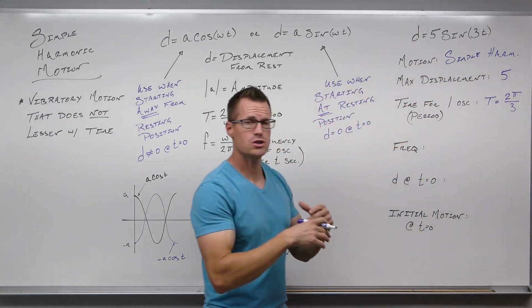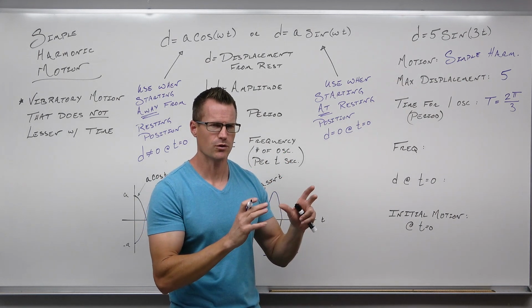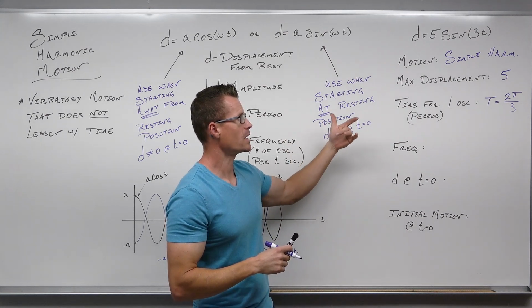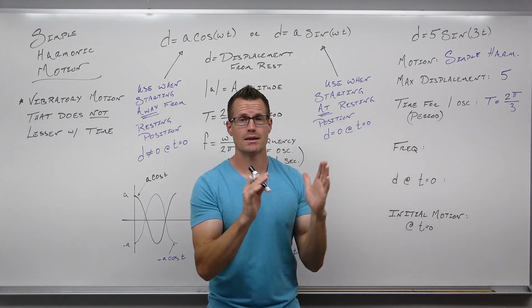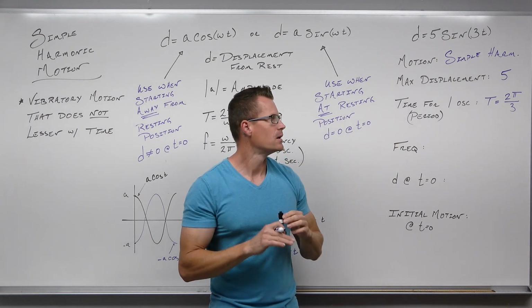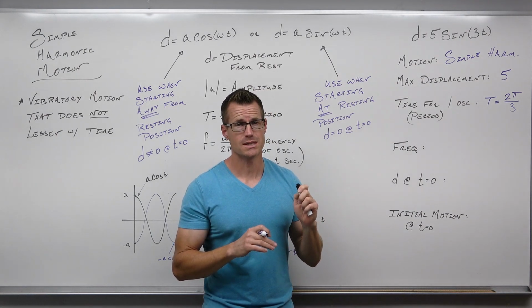So period's always 2 pi for sine and cosine, pi for tangent and cotangent. We don't have to worry about that here, but for sine and cosine, it's 2 pi, that's the period, divided by whatever that number is. This is shrinking that period or compressing that. So our time for one oscillation is 2 pi over 3 seconds.